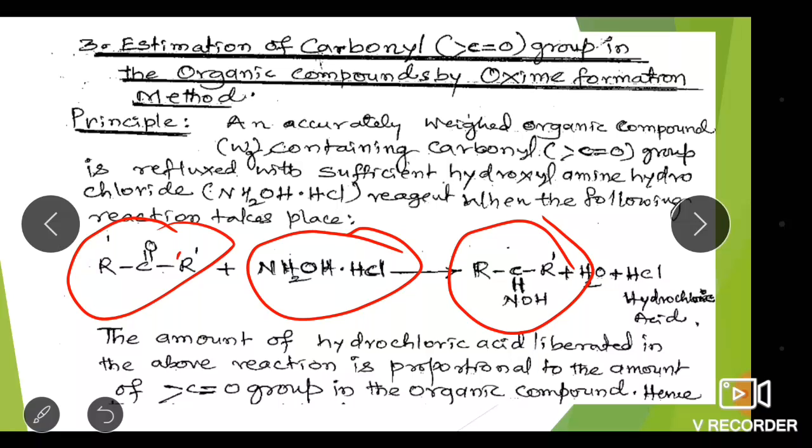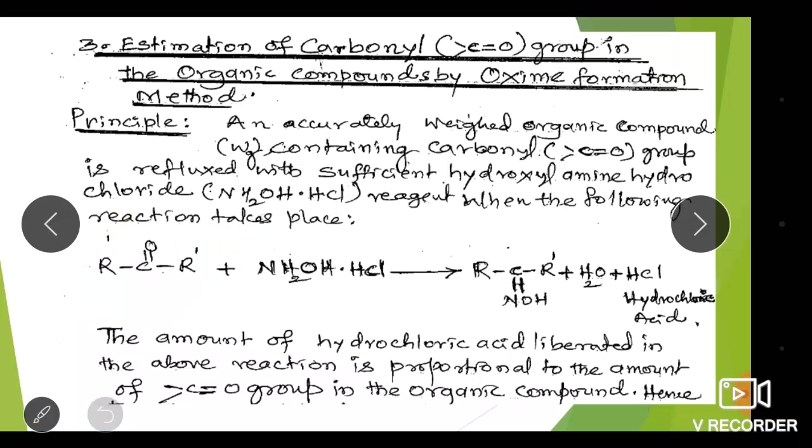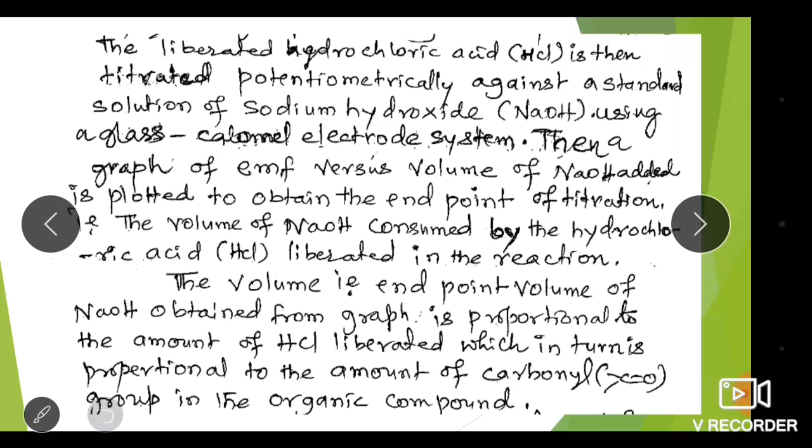The amount of hydrochloric acid liberated in the above reaction is proportional to the amount of C=O group in the organic compound. Whatever the amount of that oxime formed is directly proportional to the amount of carbonyl group present in the given organic compound. This is the principle.